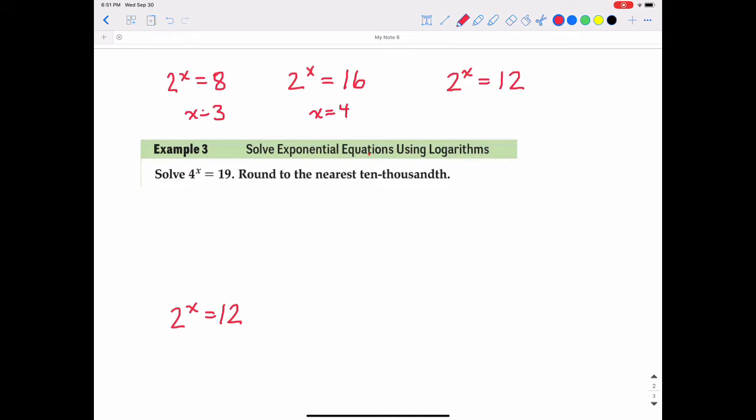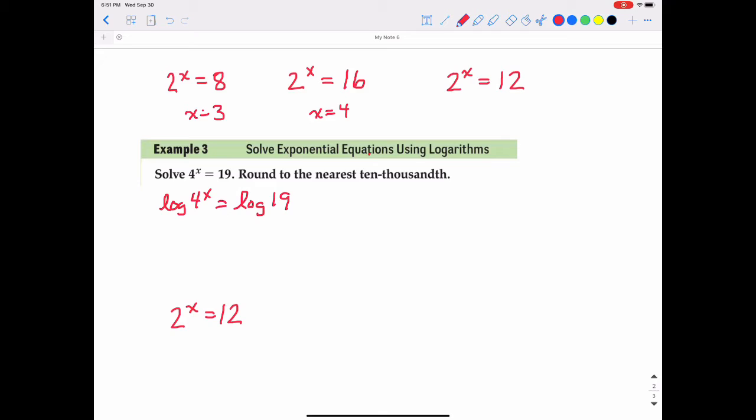So we're going to do that by first solving 4 to the x power equals 19, rounded to the nearest 10,000th. When we have an exponential equation where the x is in the exponent and we can't solve it mentally, a way to do that is to take the logarithm of both sides. So if we have 4 to the x power equals 19, we're going to take the log of both sides of that equation. In other words, log of 4 to the x will equal log of 19. And when we do that, we're still balanced because we're still taking the log of both sides.